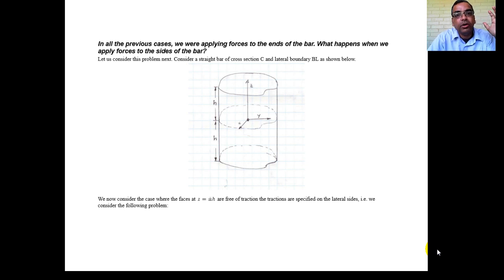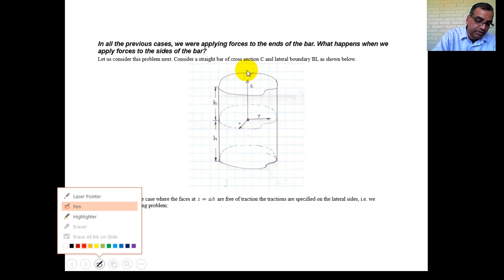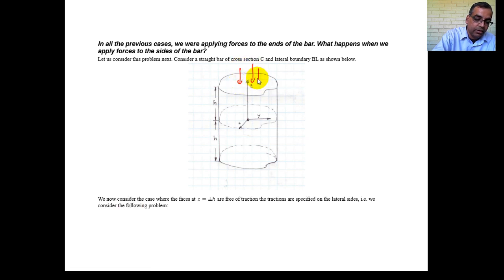Today we are going to talk a little bit more about a different core kind of problems. In the last few classes you saw the Prandtl stress function. Today we are going to see a different kind of problem. In the previous classes we were applying forces to the ends. Here, that's not what we are going to look at. We are going to look at applying forces to the sides.